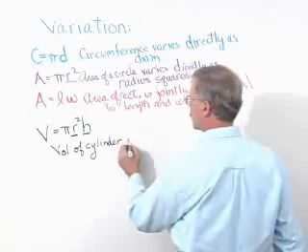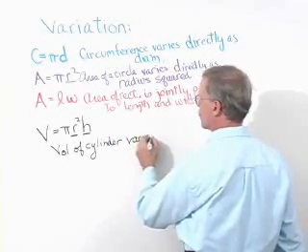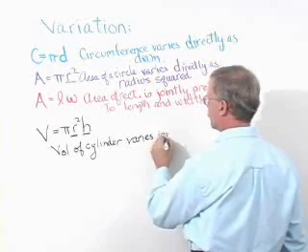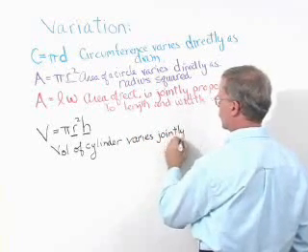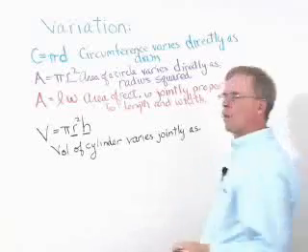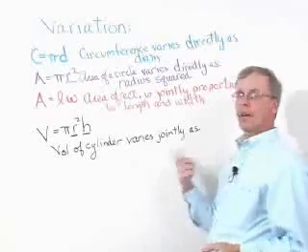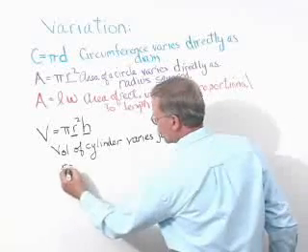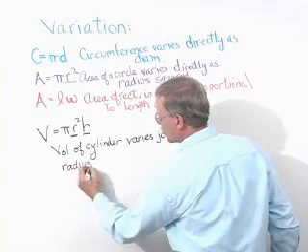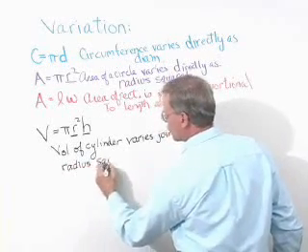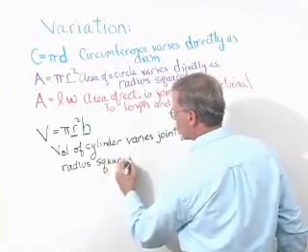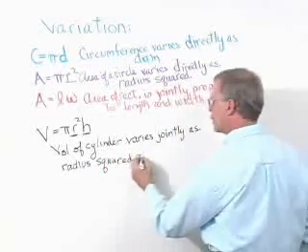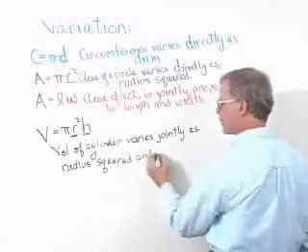Okay? So we'll write varies jointly as what? If it's jointly, there's got to be at least two quantities there. So we got r squared, so we'll put radius squared. And h stands for height.